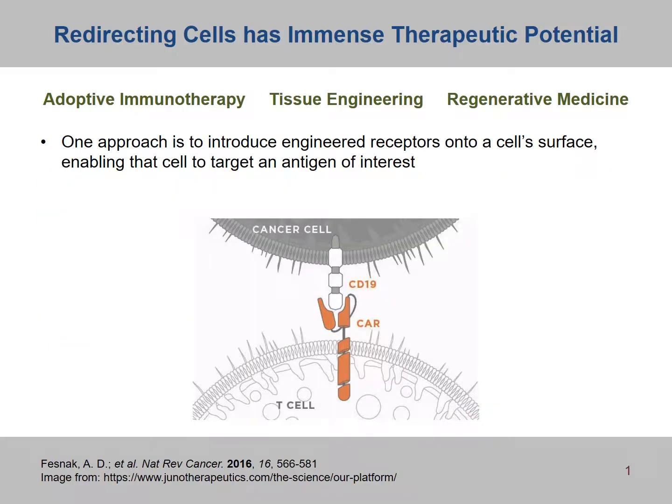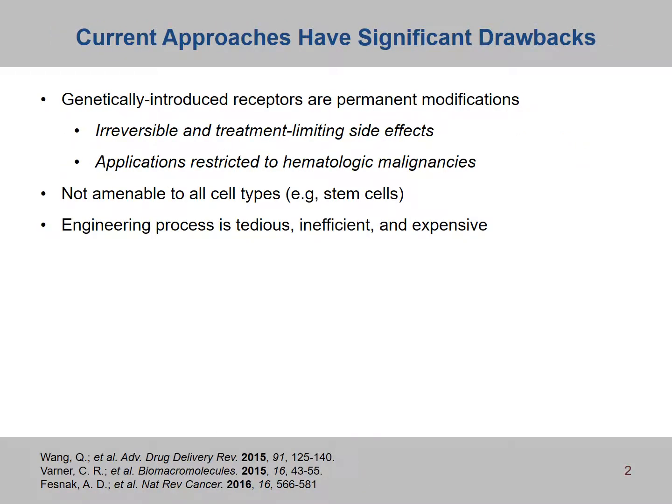The ability to direct cell-cell interactions has proven valuable in a variety of applications, including adoptive immunotherapy, tissue engineering, and regenerative medicine. One approach is to introduce an engineered receptor onto a cell's surface, enabling that cell to target an antigen of interest. Perhaps the most popular and successful example of this is the chimeric antigen receptor, or CAR. In this approach, T cells are genetically engineered to express a new receptor that targets a surface marker on neoplastic cells. While the genetic engineering approach is successful, it does have some limitations.